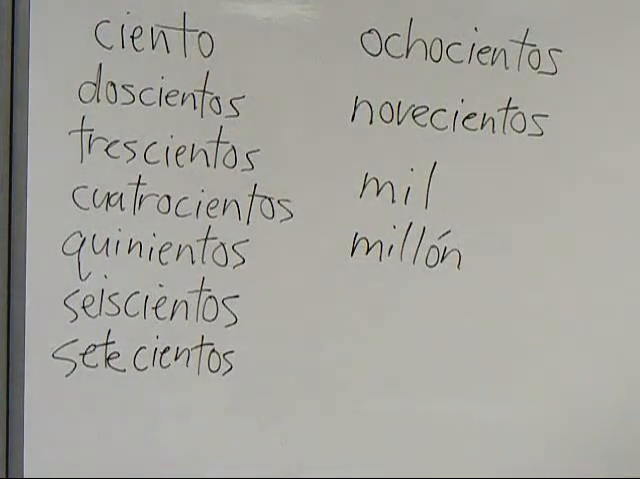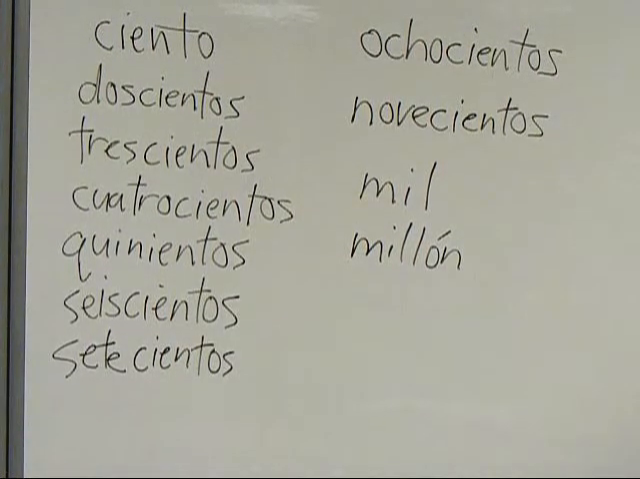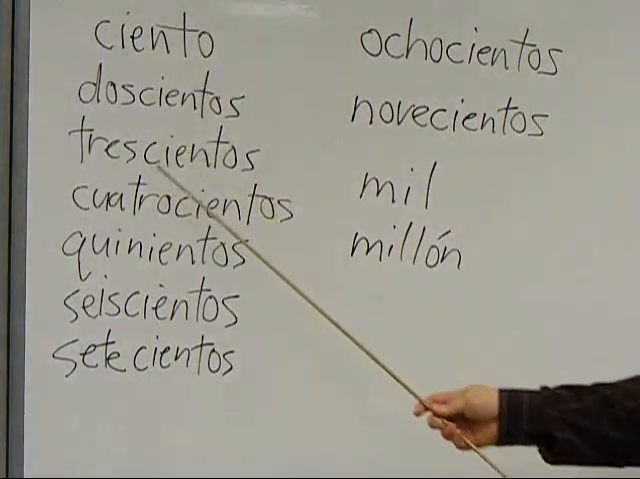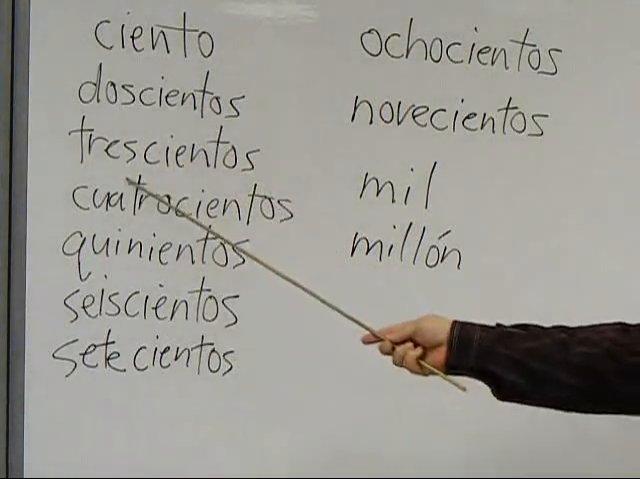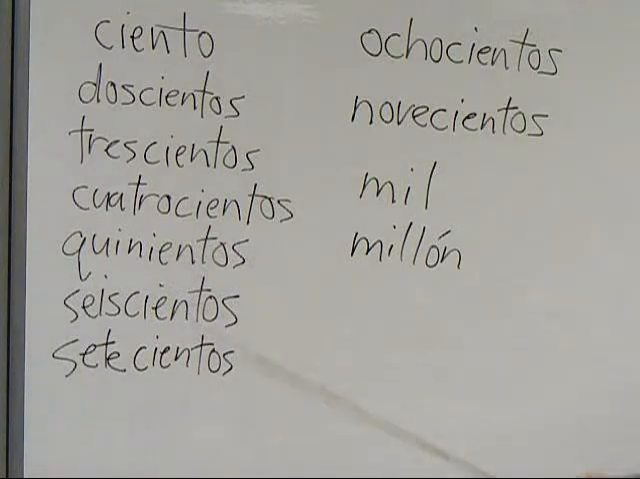Now when you learn the word for 100, you had cien if 100 was by itself, and then this word was when it was combined with something else. For example, 101 would be ciento uno. But if you notice, most of the other 100 words are just a plural version of this one with a number stuck in the front. 200s is doscientos, 300s trescientos, 400s cuatrocientos.